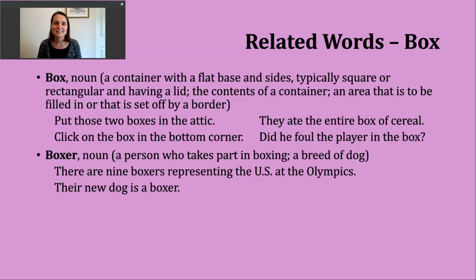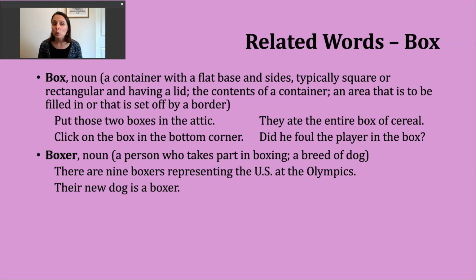I'm going to give you a second example sentence with that because you will hear box as a noun used in a few different sports. You might hear it in soccer, in baseball, and softball. And my example sentence here, did he foul the player in the box? That might be a question fans are asking as they watch a particular game. But if you think about the penalty box or that area near the goal, right, there's an outline, right? So that's the area that is set off by a border.